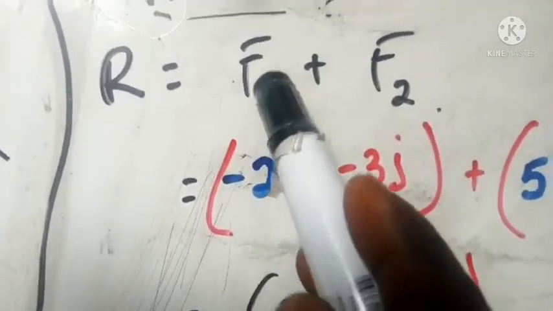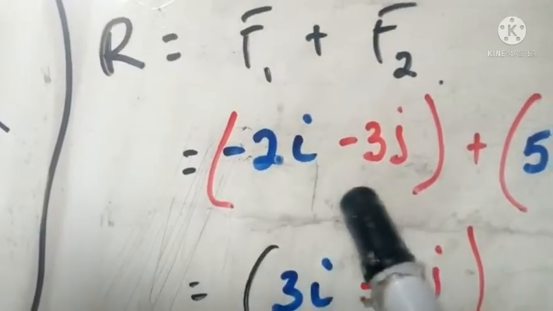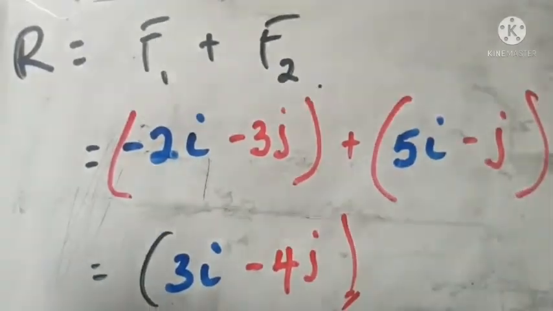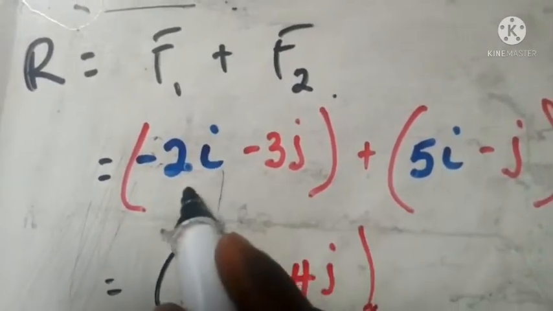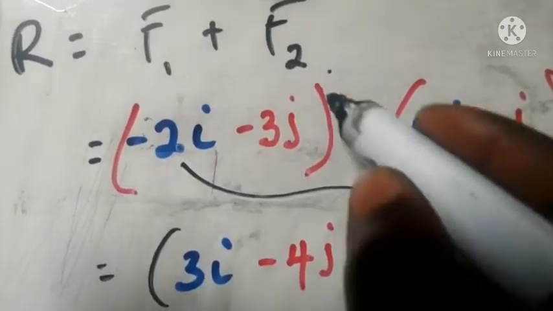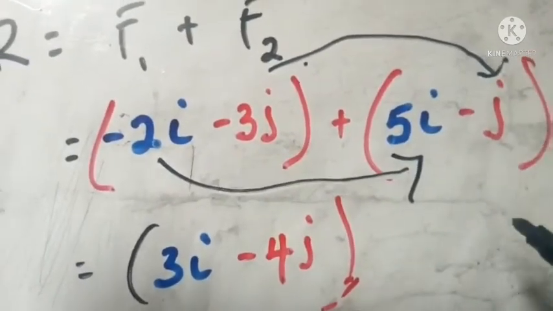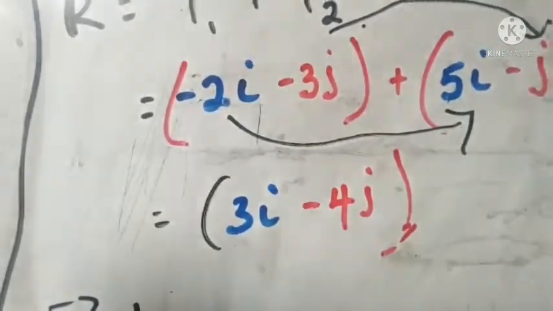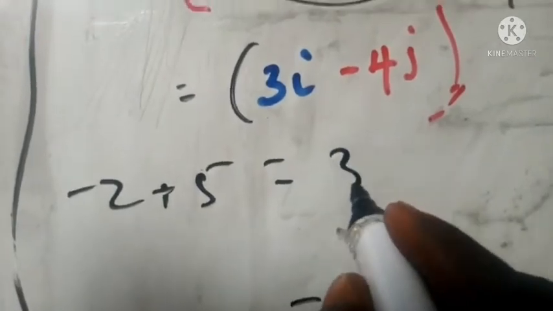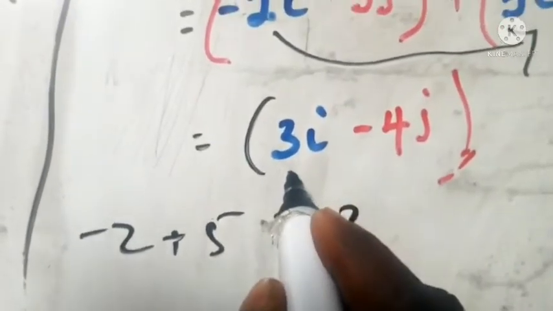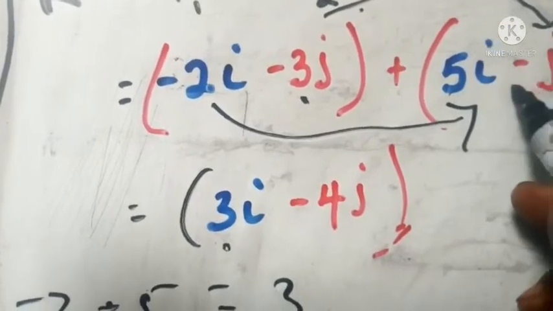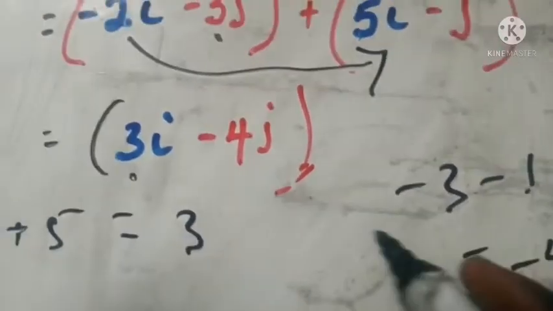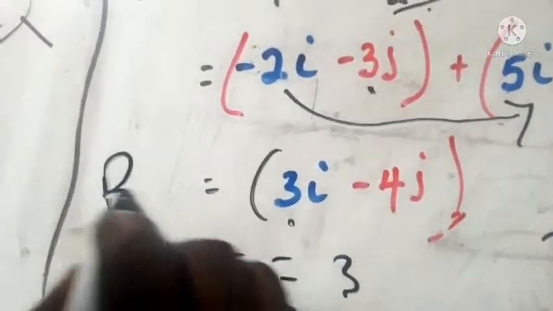So we are given F1, the first, to be -2i and then -3j, and the second to be 5i minus j here. So what matters here is this one to that one, right? Remember I said earlier that the girl to the girl and then the boy to the boy, right? So this is how you add it. -2 here and then plus 5, that should be 3, right? So that is how I got 3i here. And then -3 minus 1, that should be -4. So -4j. This is what we call the resultant vector.